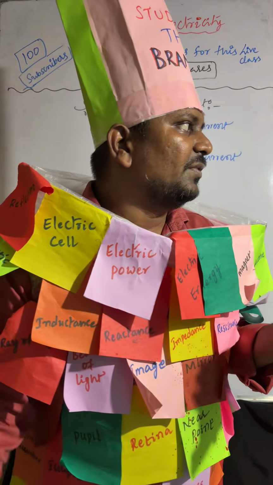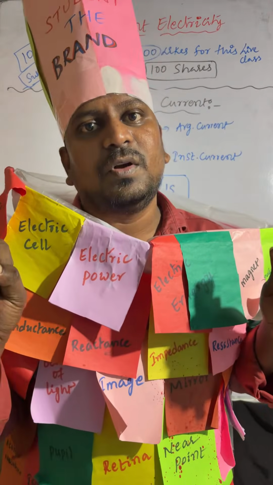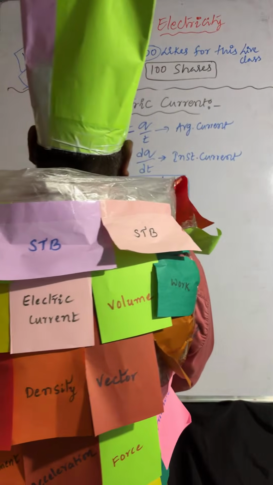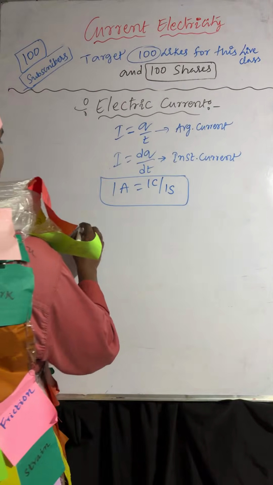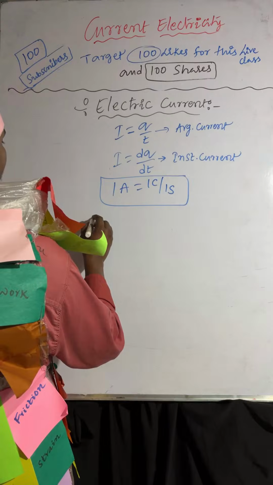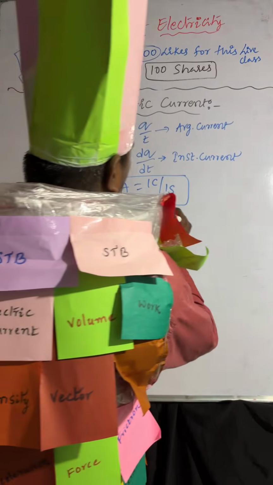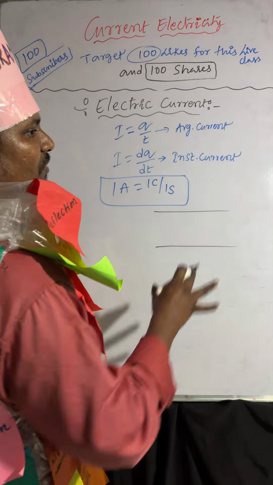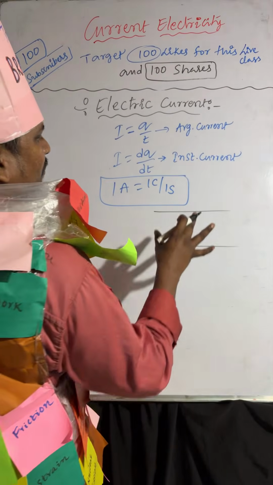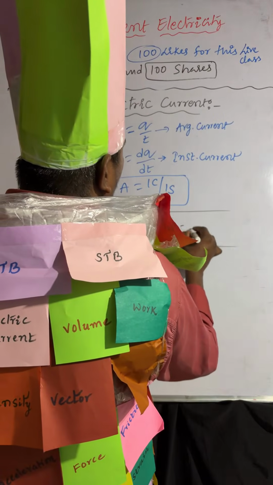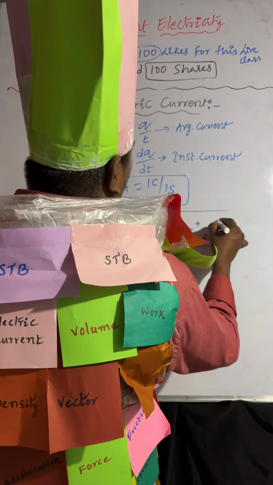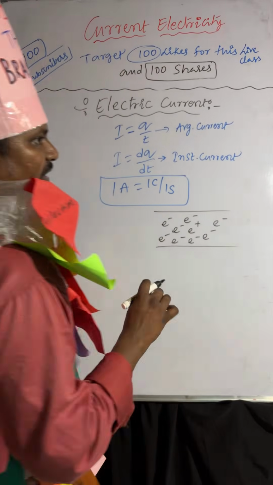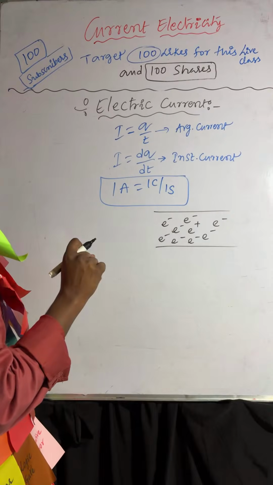Next, we'll discuss one more point. Here within the conductor, electrons are moving. So charges are moving in the conductor: positive charge, negative charge.